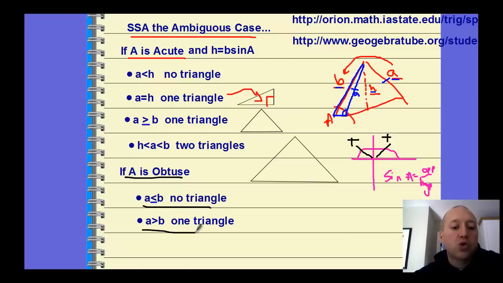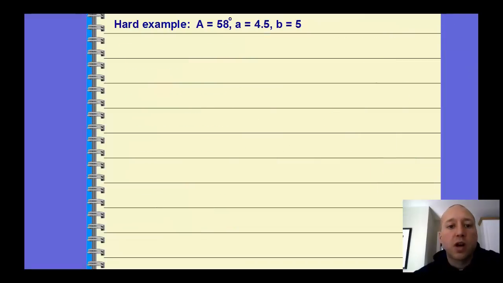So either we have no triangle or one triangle, and so you can check those pretty easily. With no triangles, you'll get an error when you're trying to solve it. So that's another way of seeing the no triangles.